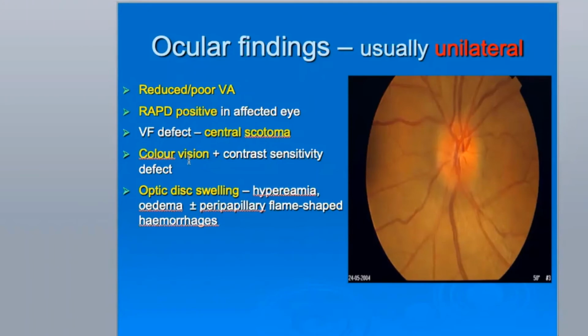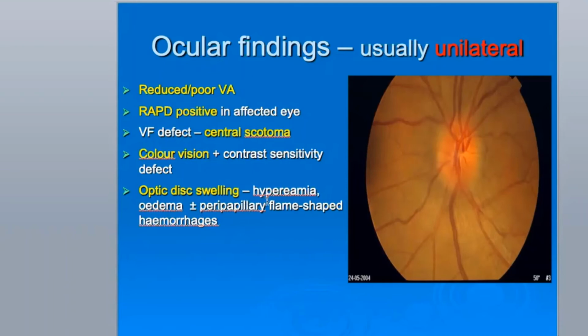They will have a color vision defect. How do you test color vision? Usually we just give them, if you have anything like a red cap bottle or the cap of your red pen, just compare right eye and left eye. They will say the color of the affected eye is not red anymore. Yeah, it might be a bit greenish, the hue will be different. So that is what we call a color defect.